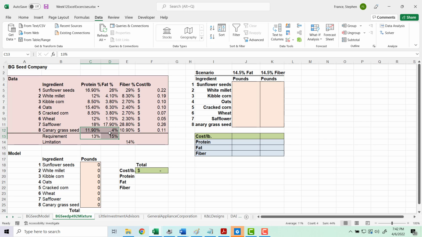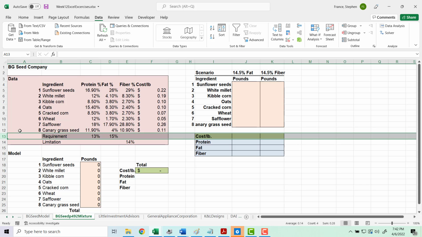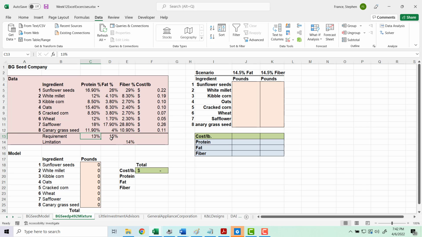Our overall finished product in 1 pound, we need to have it at least 13% protein, at least 15% fat, but less than or equal to 14% fiber.